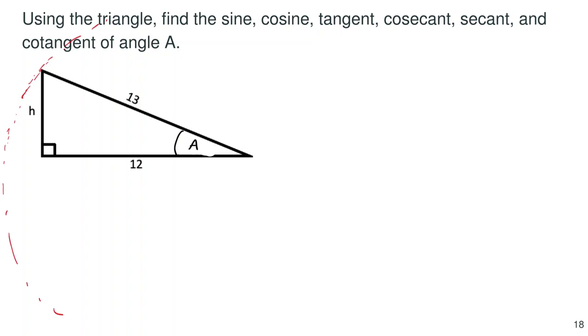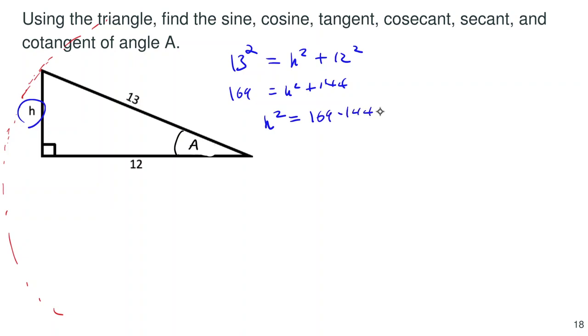So here, we can actually find this length h using Pythagorean theorem. Pythagorean theorem tells us that the longest length of a triangle, squared, equals the other two sides squared. This is 169 equals h squared plus 144. H squared equals 169 minus 144, which is 25. And h is 5. So we know h is 5. So now we know the length of all three sides. We can find sine, cosine, tangent, and cosecant, secant, cotangent.